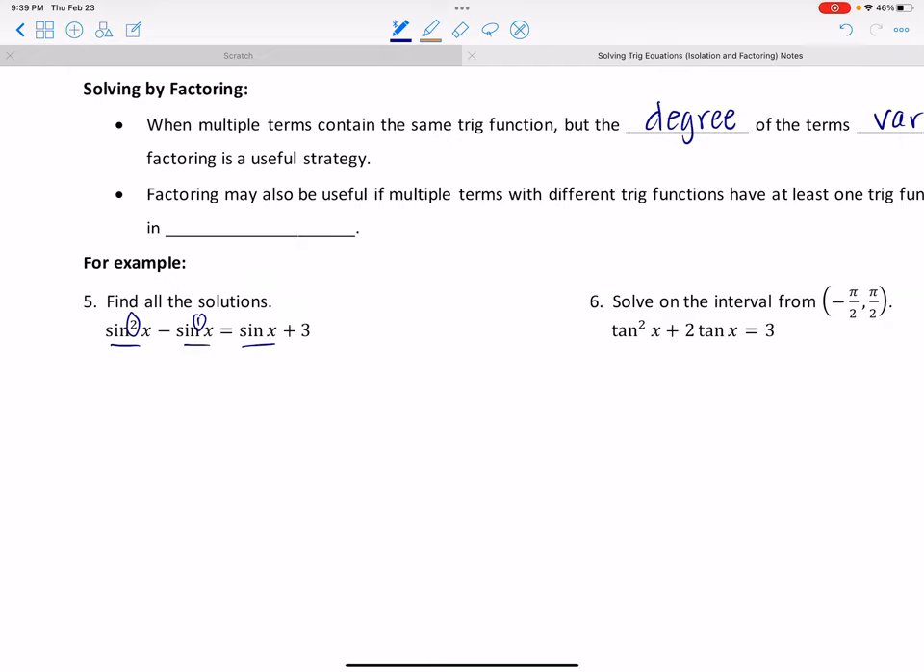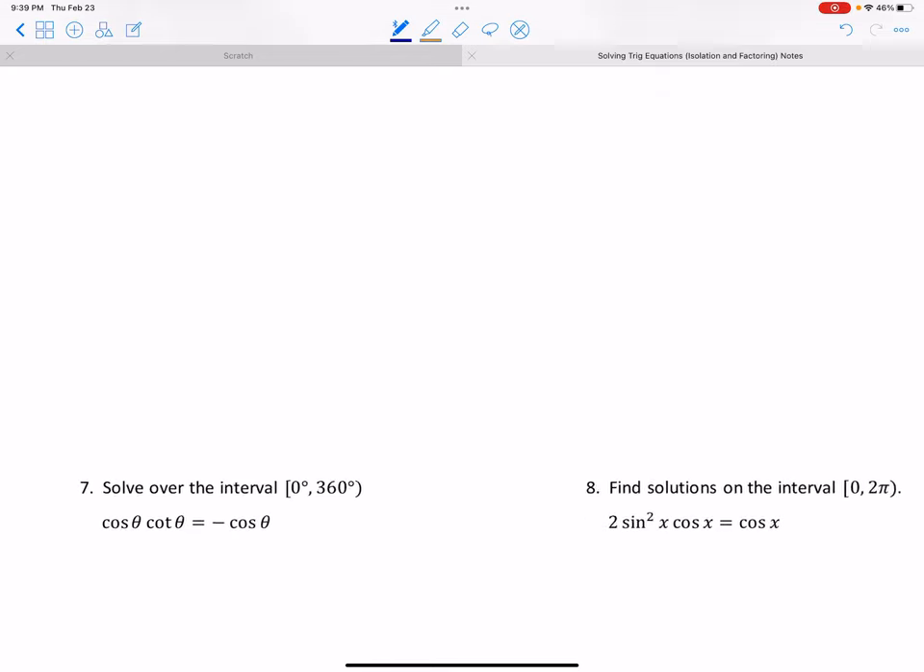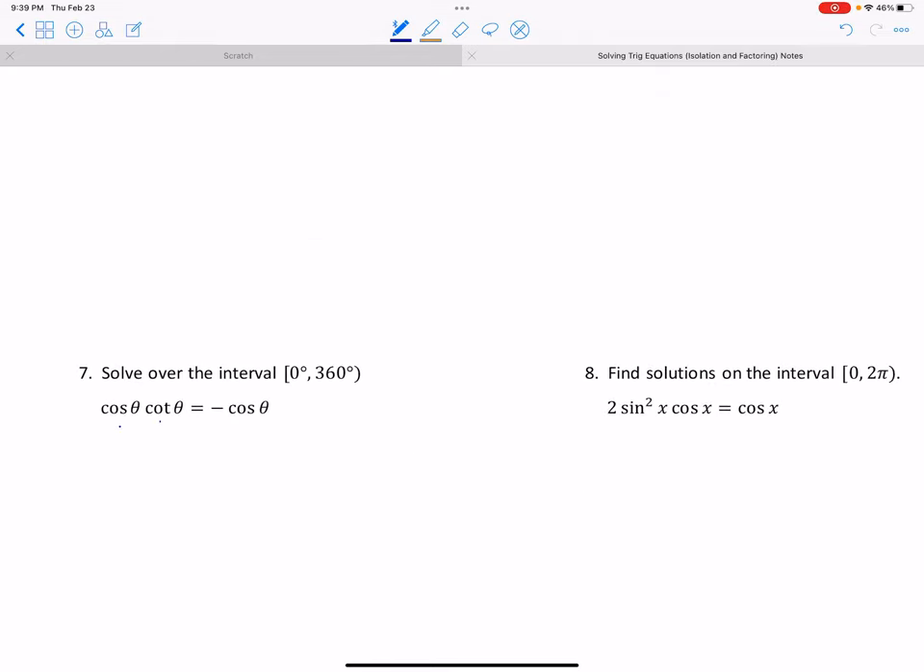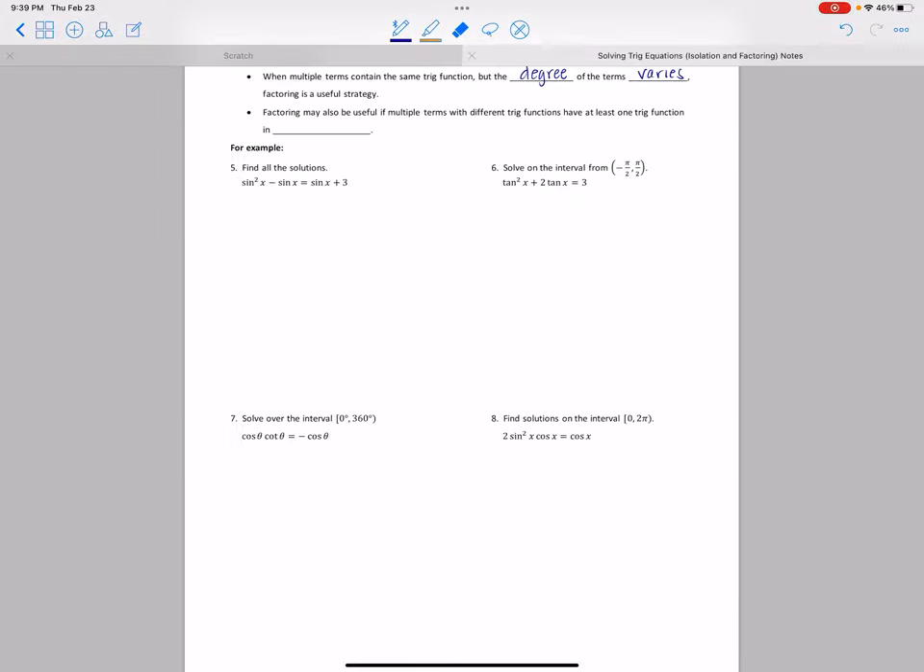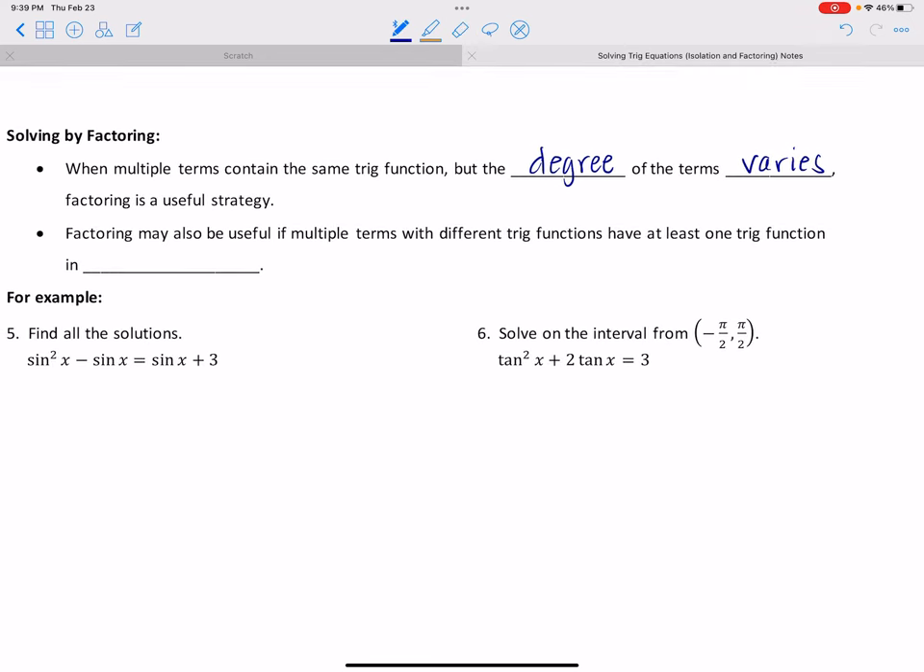I can't combine them and then isolate. So I can't use the same approach. So what I'm going to try to do in a situation like that is factor. Factoring can still be useful if I have multiple terms with different trig functions, but they have at least one trig function in common. Like here, for example, I have 2 different trig functions, but the 2 terms have a common trig function, which means I can try to factor in there as well. So looking for something in common, or looking for multiple terms of the same trig functions with varying degrees, are both going to be places where factoring is going to be useful.